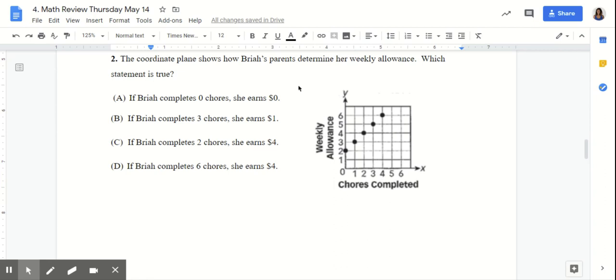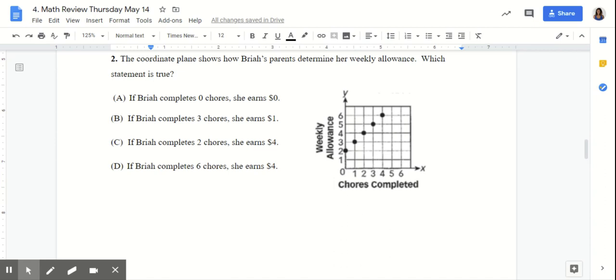For A, if Bria completes 0 chores, she earns 0 money. Let's go to 0 on the x-axis. So zero's here. Is our first point plotted here? Because technically that'll be 0 and 0 as our labeled coordinate. No, if she does 0 chores, it seems as though she gets $2. So this is why A is incorrect.